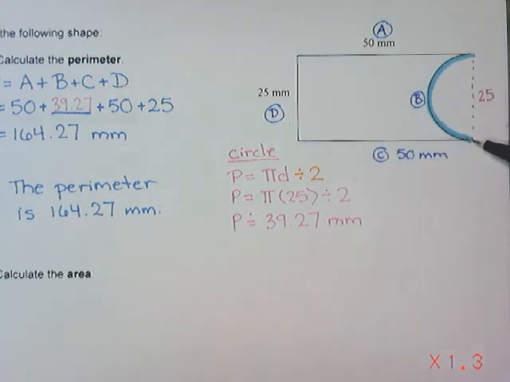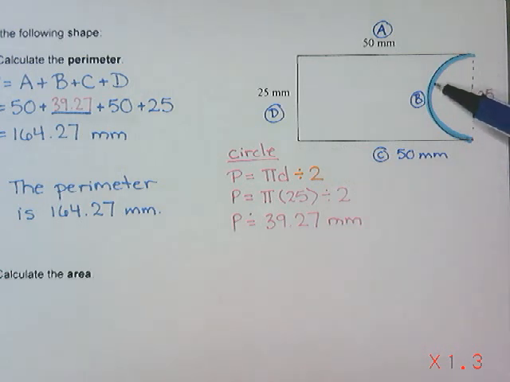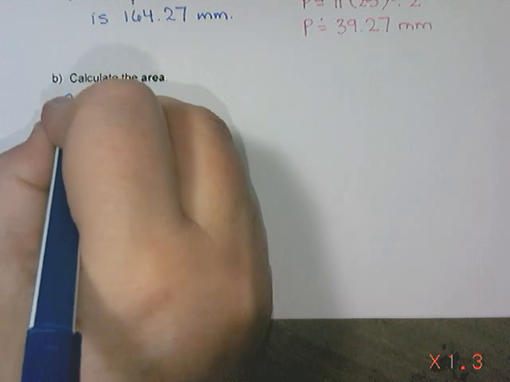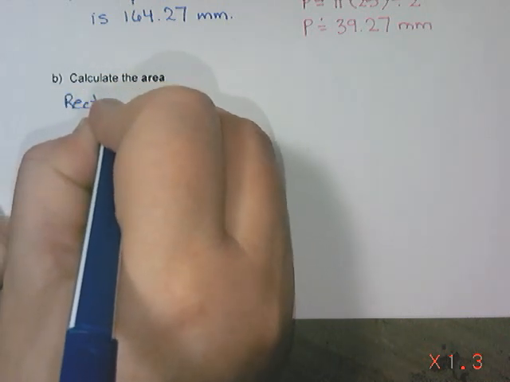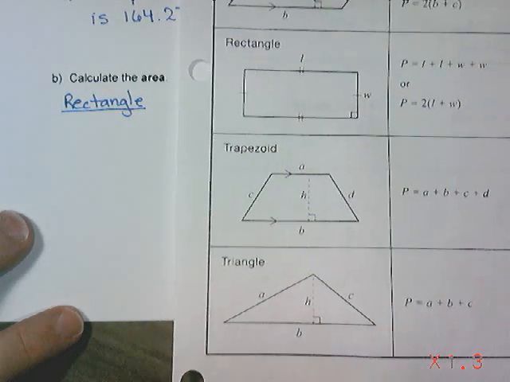This to me looks like a rectangle with half of a circle cut out. So I would like to find the area of the rectangle, the area of half of the circle, and then because this part is cut out, I'm going to subtract the area of the half circle from the area of the rectangle. So I'm going to start with the rectangle. I'm going to look at my formula sheet.